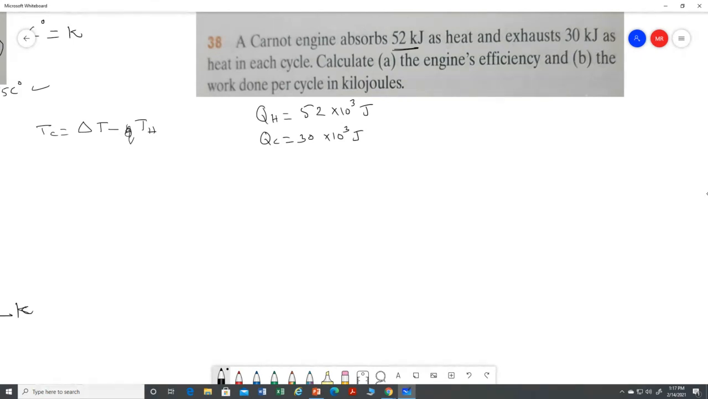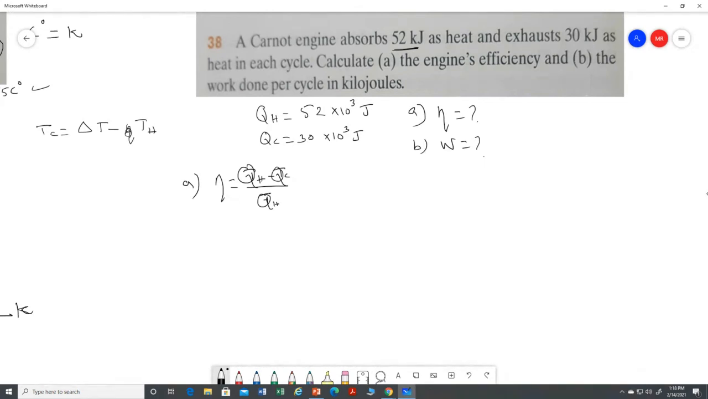Yes, Doctor. What are you going to find? You are going to find the engine's efficiency, that means the value of eta. And in the second question, we are going to find the work done. Okay, let's write the first answer. We know the formula. Eta is equal to 1 minus TC over TH. No problem, you can write 1 minus that, it is also correct. But I can just write it like this: eta equals 1 minus QC over QH. Am I right? Yes.